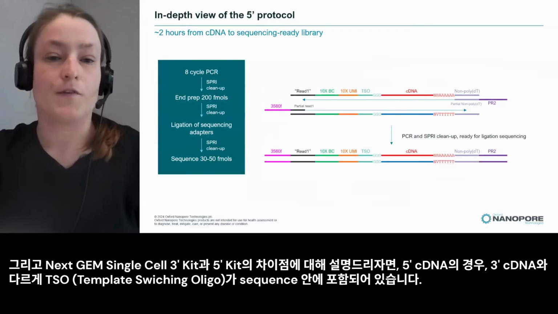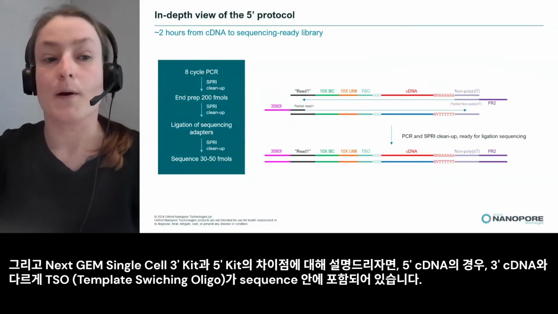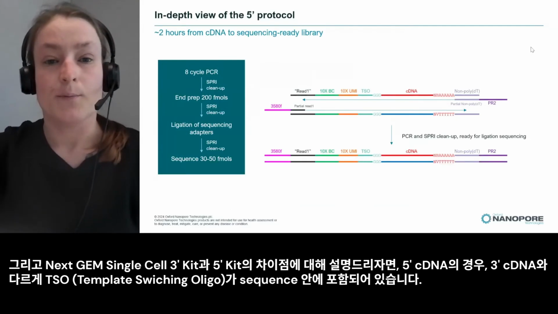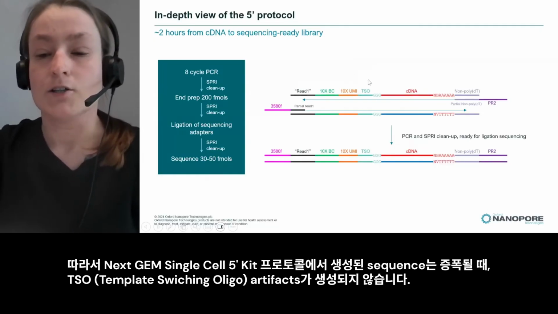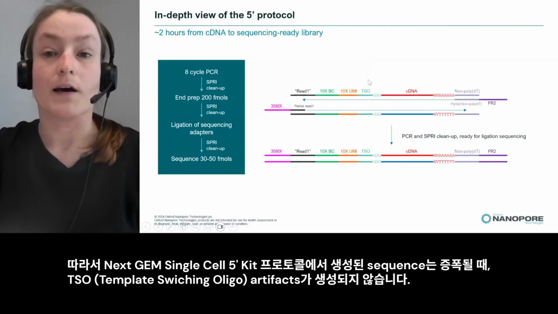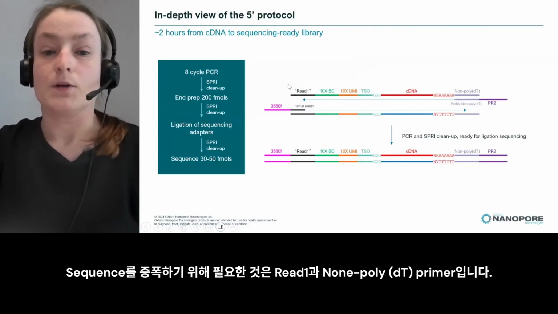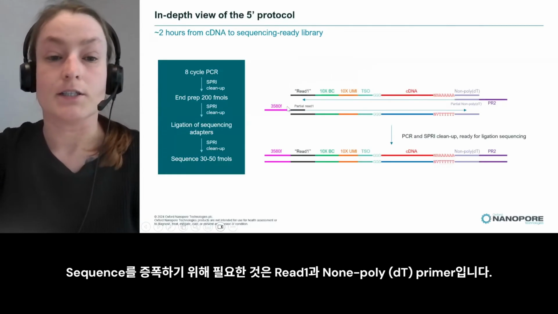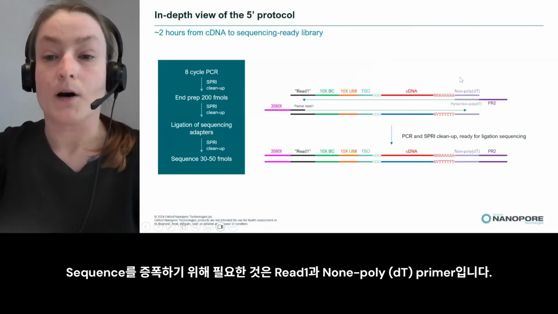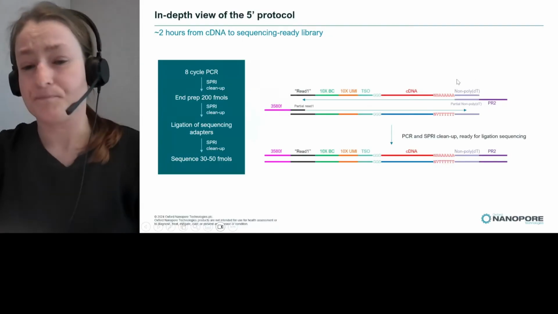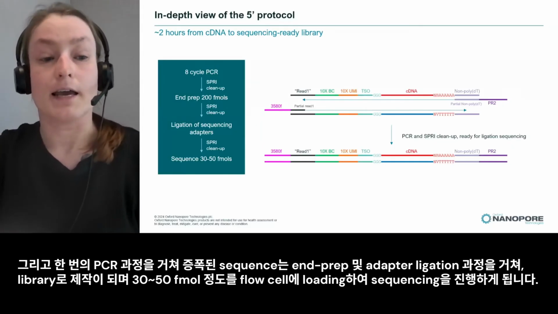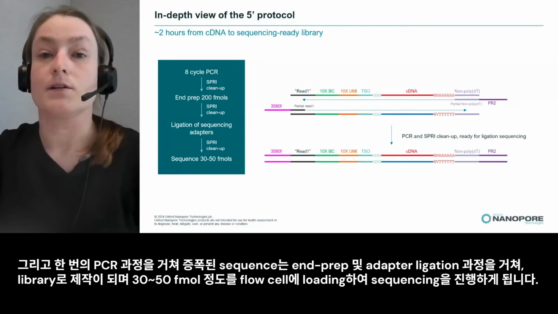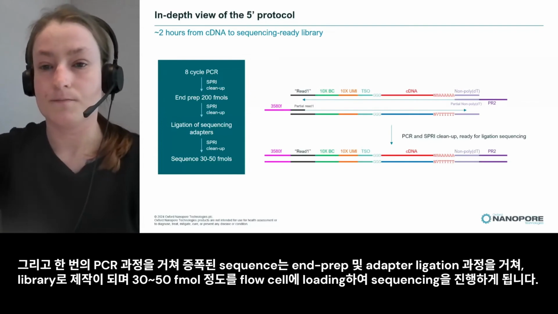And then just to confirm and to show you the difference with the 5', this is a shorter prep, but it's because the TSO is actually within the sequence here, so when it's amplified you don't end up with that artifact. To amplify these sequences we actually just need the read one and then a partial non-poly-dT primer, and then that can go straight into the end prep and ligation again to sequence that 30 to 50 femtomoles.